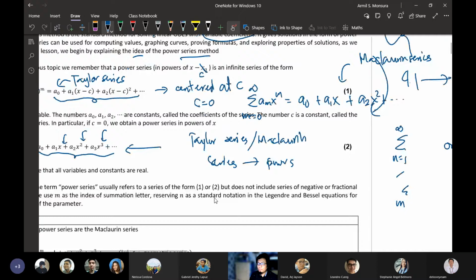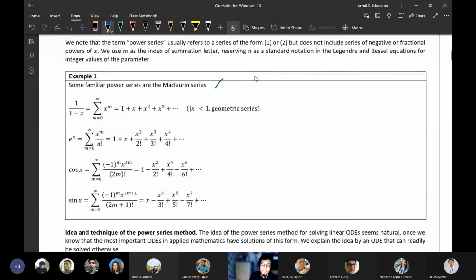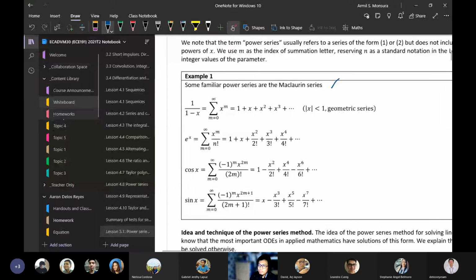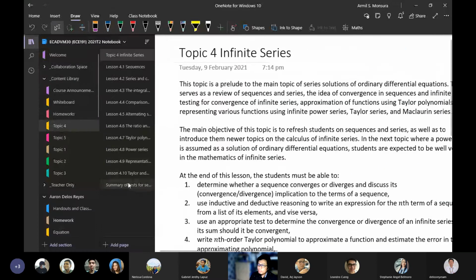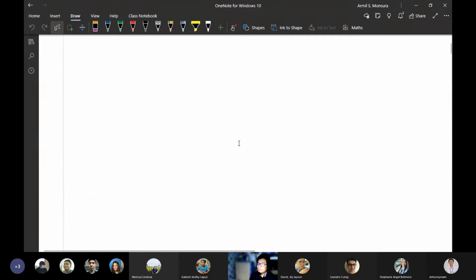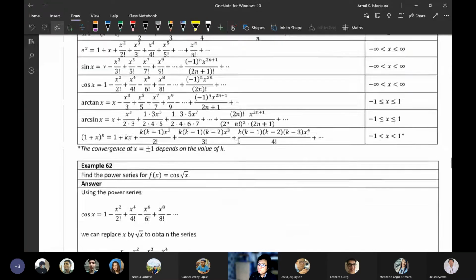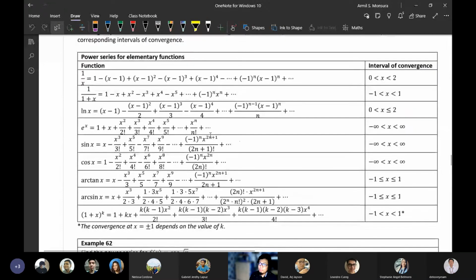Okay? So you need to be familiar with this Maclaurin series, okay? Which is provided also sa topic 4 ninyo dito sa topic 10. There is a table here that summarizes power series for elementary functions. When you say elementary functions, these are functions that we really know of. Yun talagang pag-uusapan natin.